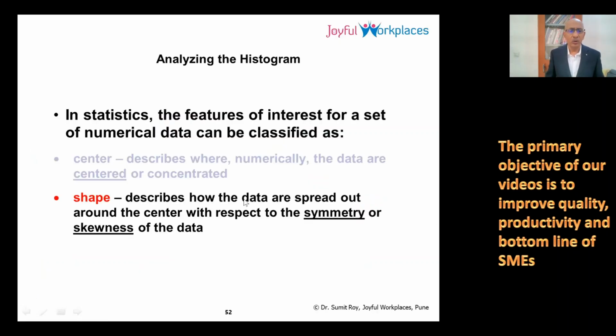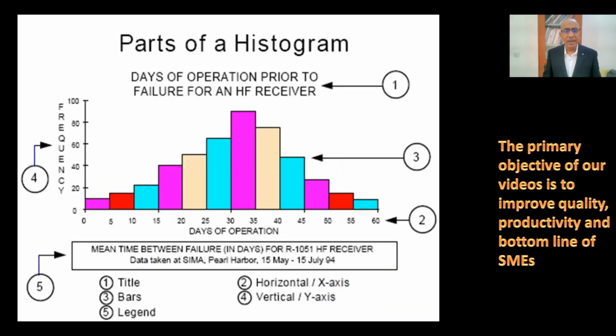Okay, and shape describes how the data are spread out around the center with respect to the symmetry or skewness of the data. तो आप इधर देखो, ये जो symmetry है, the shape है, it is like a bell shaped curve. जैसे temple bell दिखता है, ये ऐसे ही है. तो ये spread out किया है, left side को more, right side को कम. So we can say that it is skewed. It is skewed to the left side. Okay, skewed to the left side.